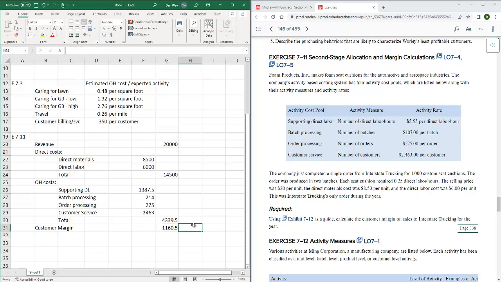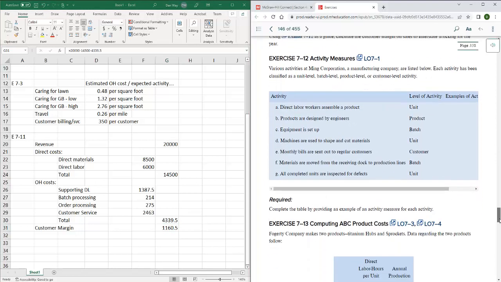So all else equal, if our ABC system is doing a good job getting costs assigned to individual cost pools, and we have some confidence in our estimates of activity and therefore activity rates, we would say that this customer, Interstate Trucking, is a profitable customer. It's profitable for us to continue working with them. Okay, we make a little bit of money on what we sell them.